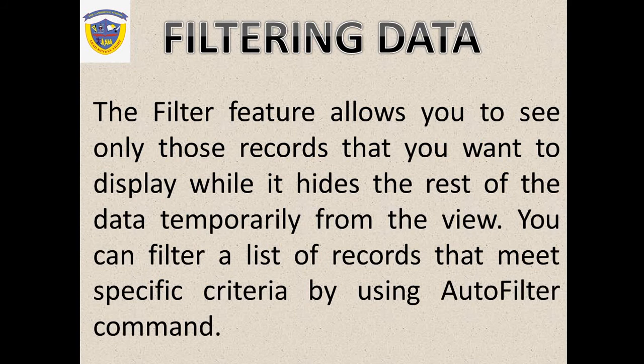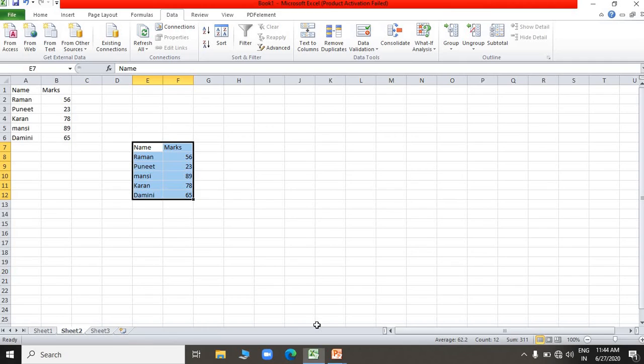After that we will learn about filtering data. The filter feature allows you to see only those records that you want to display, while it hides the rest of the data temporarily from the view. You can filter a list of records that meet specific criteria by using autofilter command. You can check. Here you can check filter.